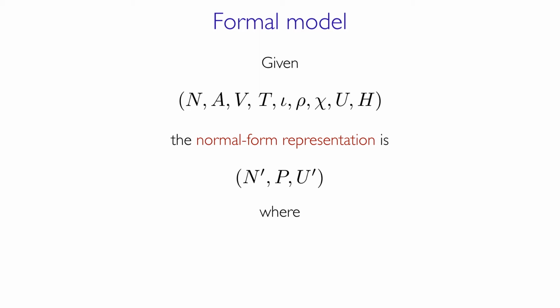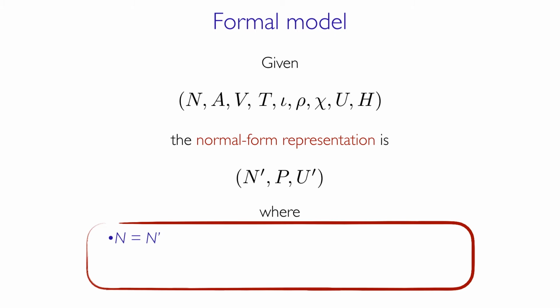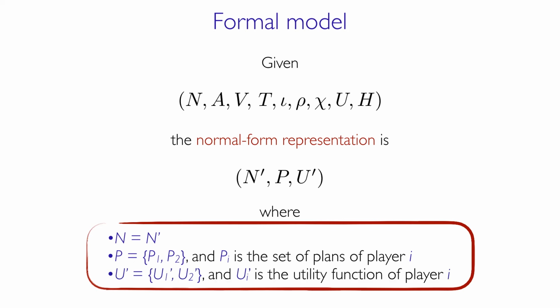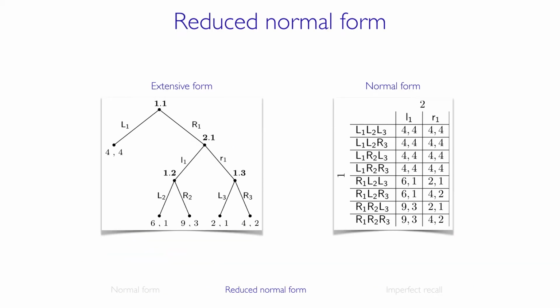Now we can provide a formal model of the normal form representation of an extensive form game. It is the model of the normal form in which the set of players is the same as the extensive form. The set of actions is the set of the plans of the players. U prime is the set of utility functions defined on the normal form. Given the size of the normal form, that is exponentially large in the size of the game tree, the question is whether we can make the normal form more compact.